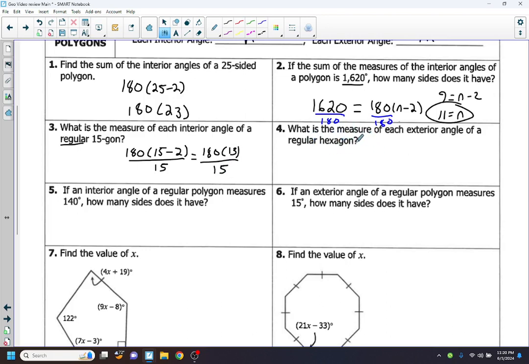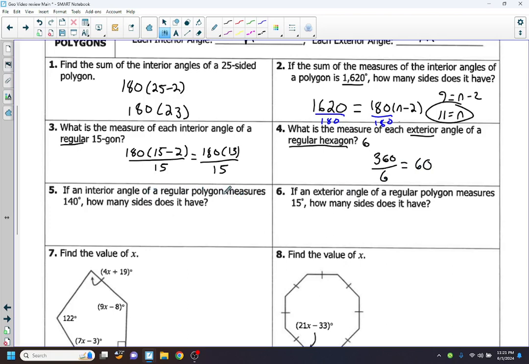What's the measure of each exterior angle of a regular hexagon? A hexagon is 6-sided. So its exterior angles are 360 divided by n, in this case 6. So 360 divided by 6 happens to be 60 degrees each.